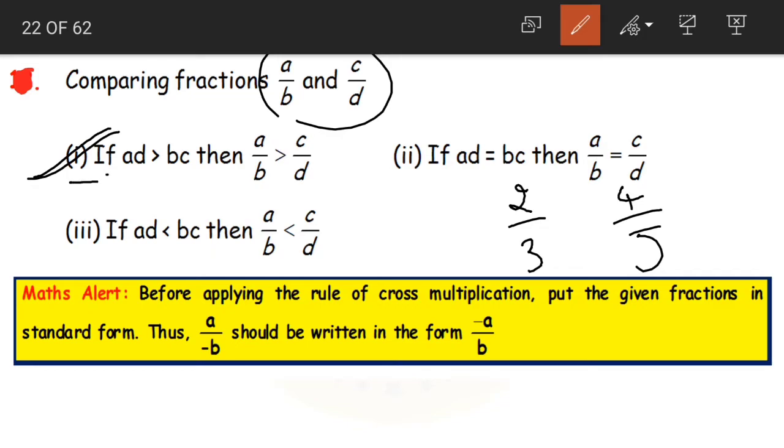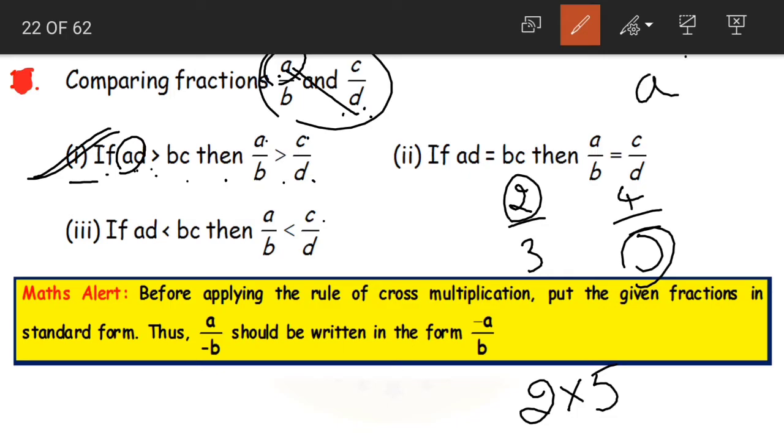Here the first point is that if AD is greater than BC, then A by B is greater than C by D. What does AD mean here? AD means the numerator of the first fraction and the denominator of the second fraction, which is 2 into 5. Students, AD means A into D. So 2 into 5 becomes 10.